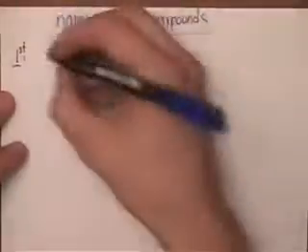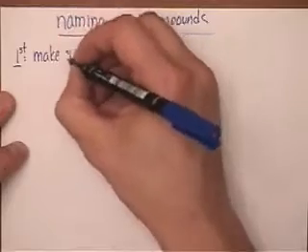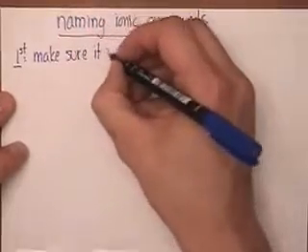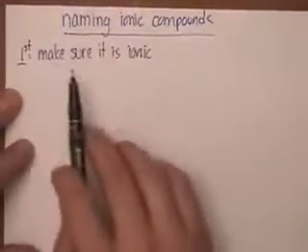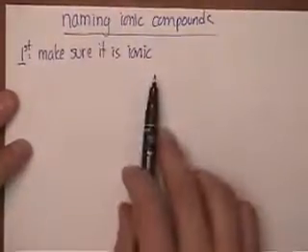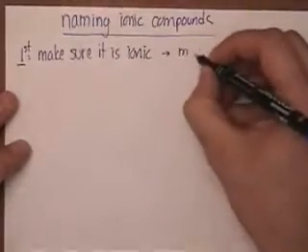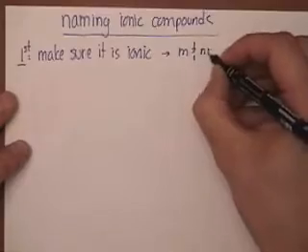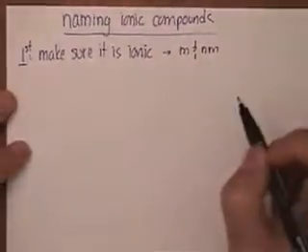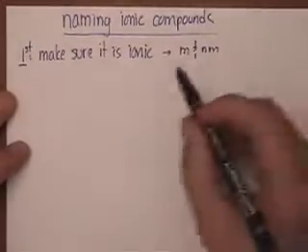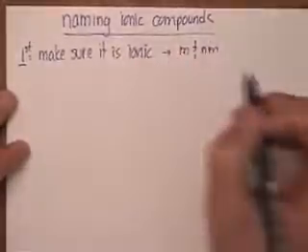The first thing you want to do is just make sure it's ionic. Mostly what we're going to say is figure out what type of bond it is. Make sure that it's metal and nonmetal. If it's nonmetal, then it's covalent and you have to follow those set of rules. If it's polyatomic and a metal, then you have to follow those set of rules. But for this, we're going to say just make sure it's ionic.